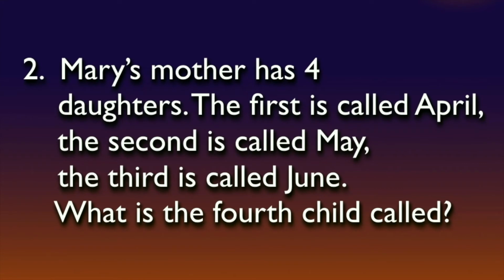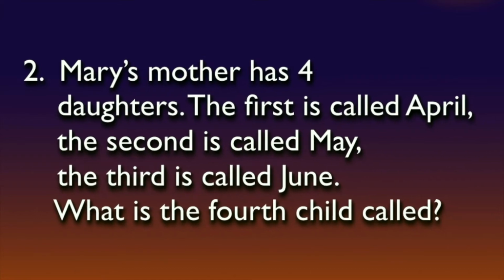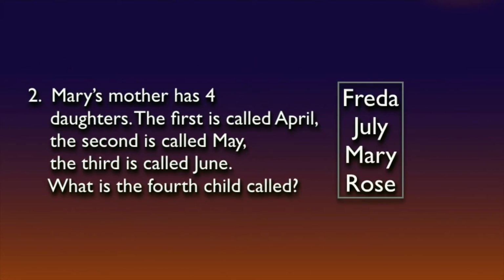Question 2. Mary's mother has 4 daughters. The first is called April, the second is called May, the third is called June. What's the fourth child called? There are the options.